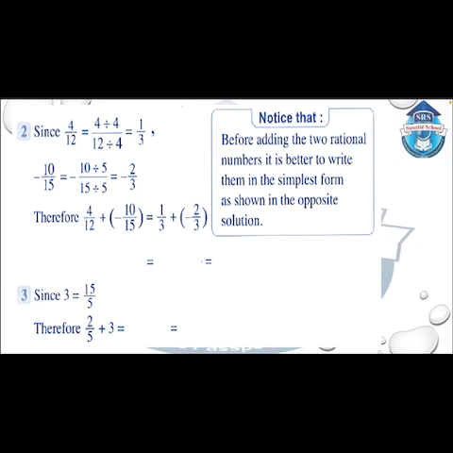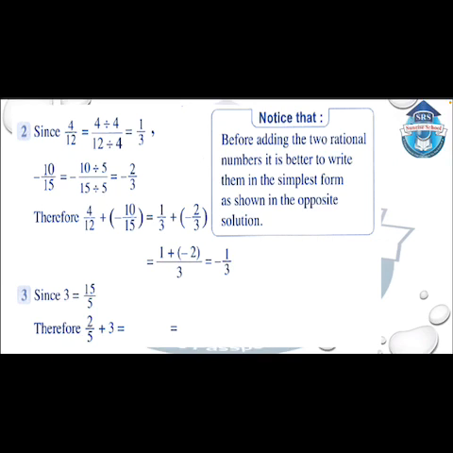Now, I have the same denominator, so it will be easy. I will keep the same denominator and I will do 1 plus negative 2, and the answer will be negative 1 over 3.